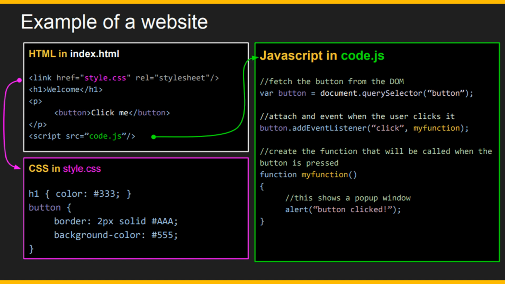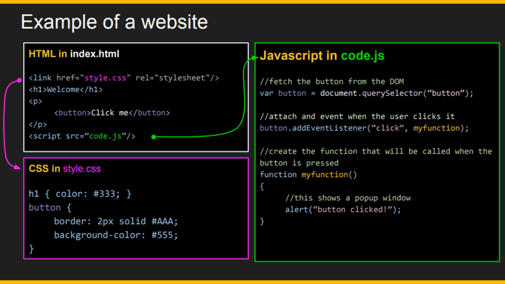When we come to our CSS, we have h1 color hashtag 333. That is a hex code, meaning gray color. You can learn them later or when you research. We have button. The button is also given a style of border 2 pixels solid hashtag AAA. We have background color hashtag 555. No worry. And then we come to our JavaScript code.js file.